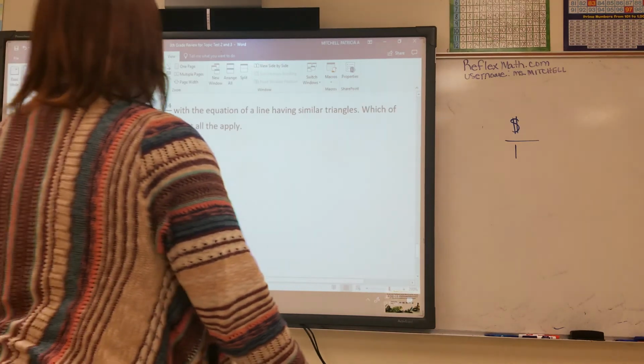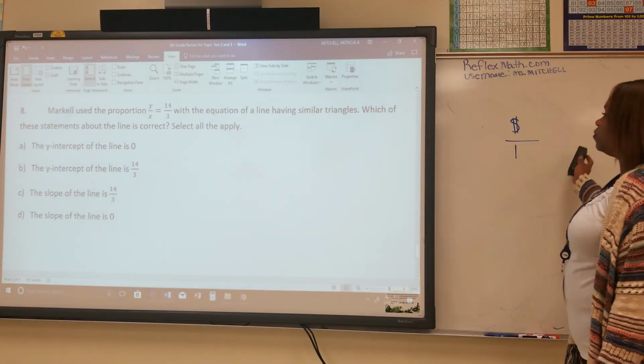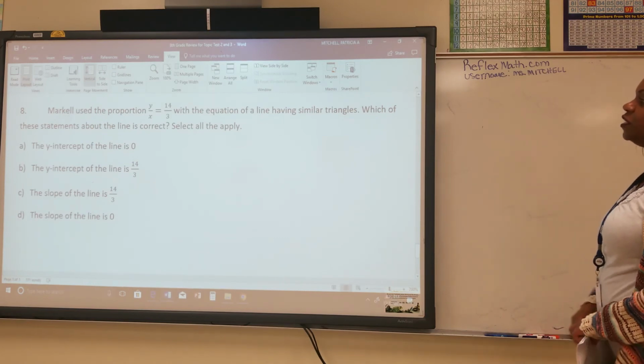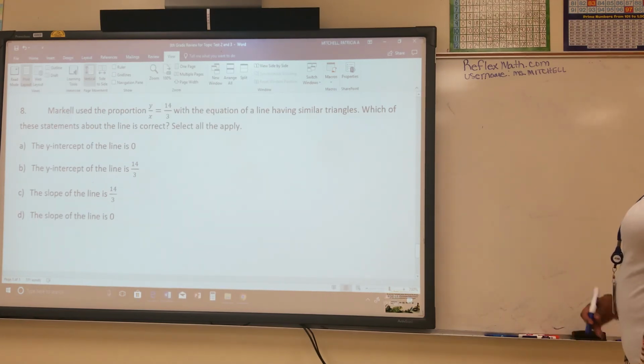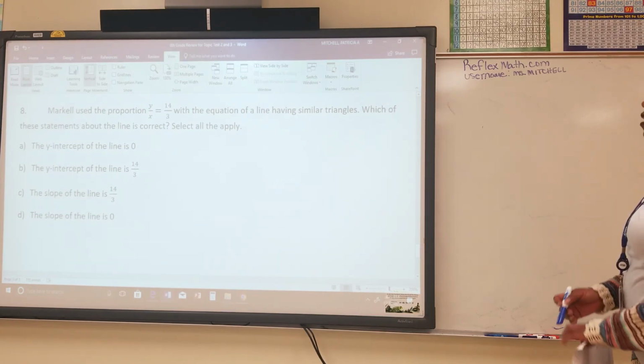All right, number 8. Number 8 says, Markel used the proportion y over x equals 14 over 3 with the equation of a line having similar triangles. Which of these statements about the line is correct? Select all that apply. All right. Remember, when they say select all that apply, that means it is normally more than one answer, okay?